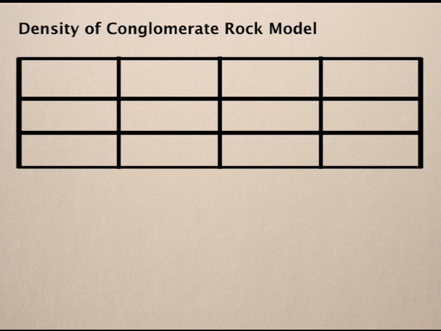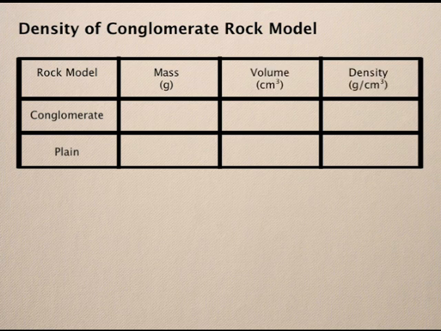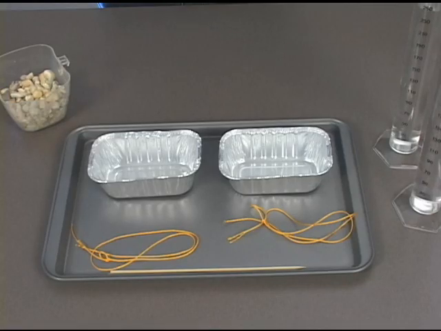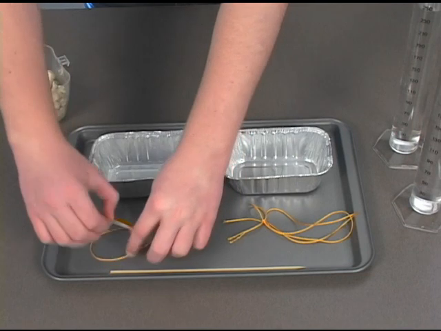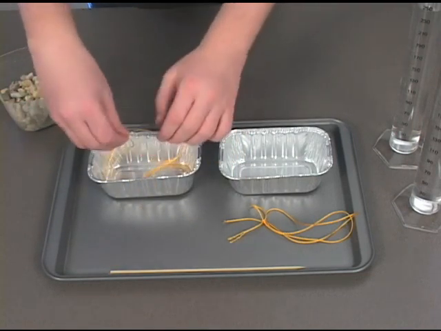We created a data table with the following columns: rock model, mass in grams, volume in cubic centimeters, and density in grams per cubic centimeter. We prepared for the lab by creating a model of a conglomerate and a large ice cube.